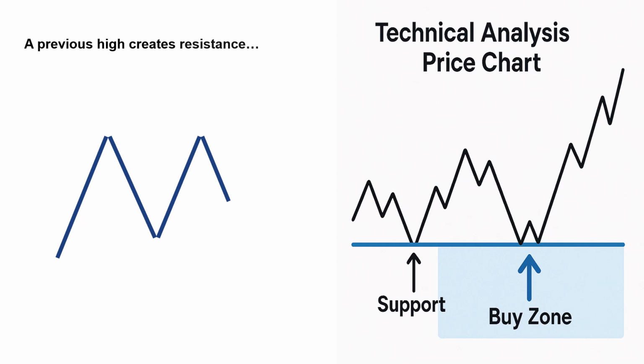So let's take a look at this in practice. A previous high creates resistance, and when this level is retested, the market is again rejected by this level. It gives you an opportunity to sell the market. Your stops go just above the previous high.